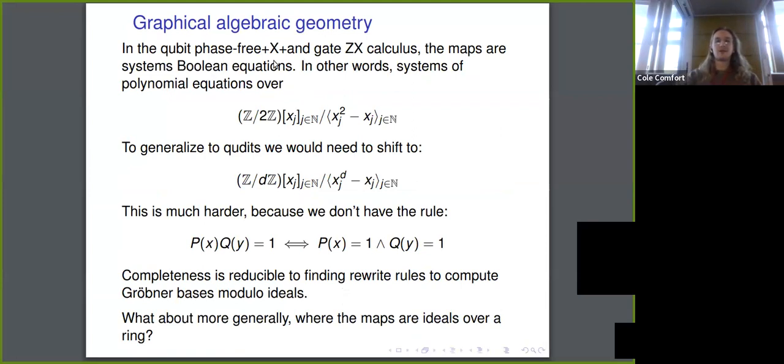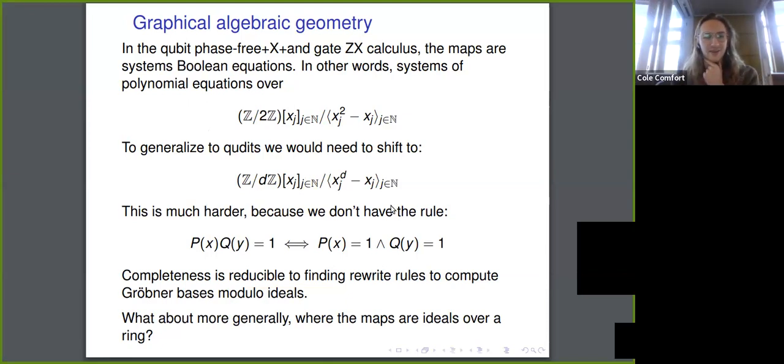Yeah. So for this ZX calculus with the AND gate, the normal form is given by reducing polynomial equations over this ring. So you have a bunch of polynomials, indeterminates, modulo the ideal saying that x squared minus x is equal to 0, so x squared is equal to x. But to generally execute it, you have to do this thing: modulo the ideal by x to the power of d is equal to x.